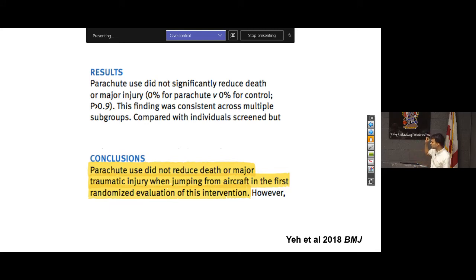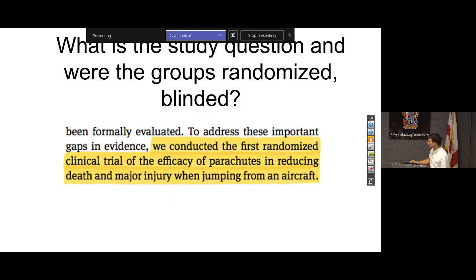And here's the conclusion. Parachute use did not reduce death or major traumatic injury when jumping out of an aircraft in the first randomized evaluation of this intervention. So who's signing up to jump out of the plane with a North Face? Save the money for the parachute, right? No, there's got to be something more to this. So let's read the paper.